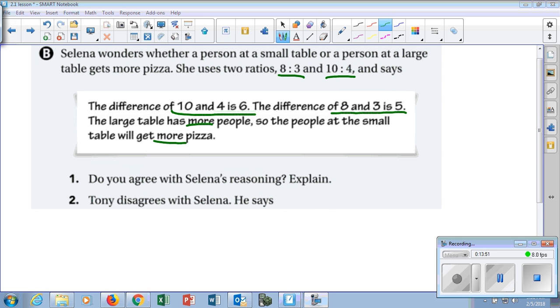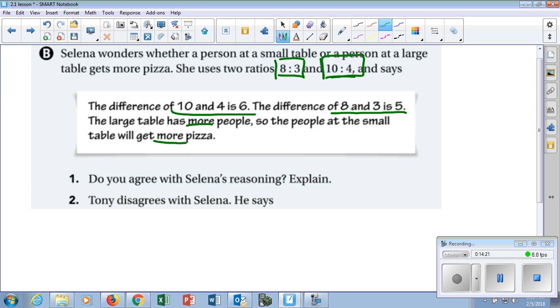All right, thank you. So, she uses the two ratios up here, 8 and 3 and 10 and 4, and she said the difference of 10 and 4 is 6, and the difference of 8 and 3 is 5. It's like the scale up or scale down factor. So the large table has more people, which is correct. We have more people there. So the people at the small table will get more pizza. Well, is that true or not?